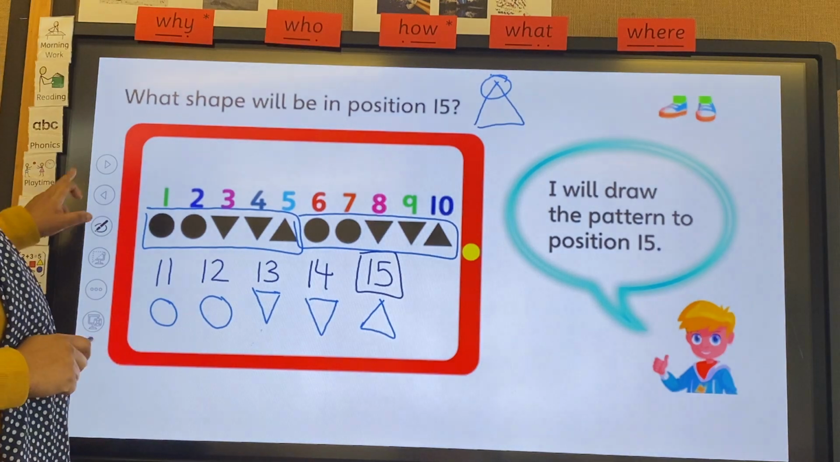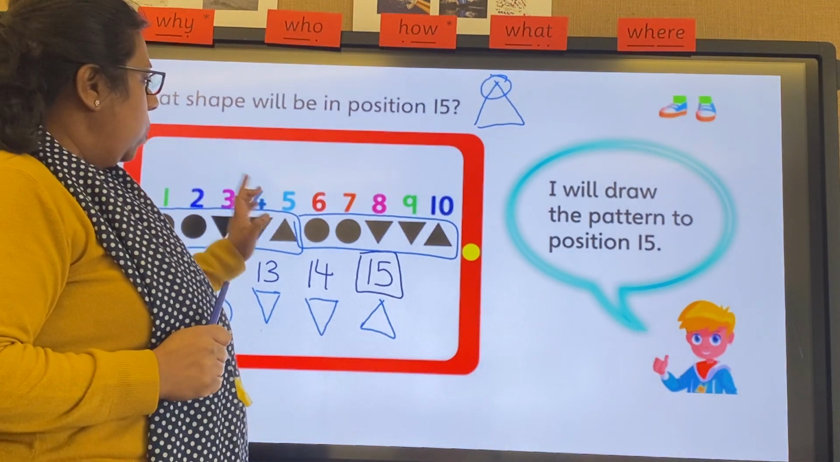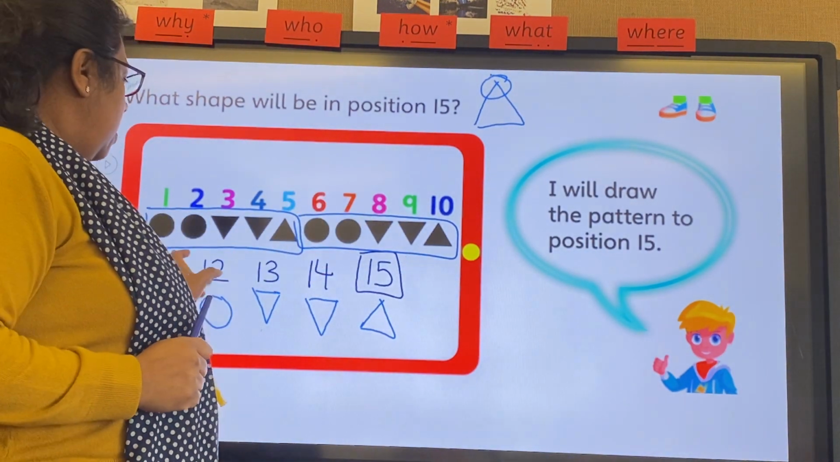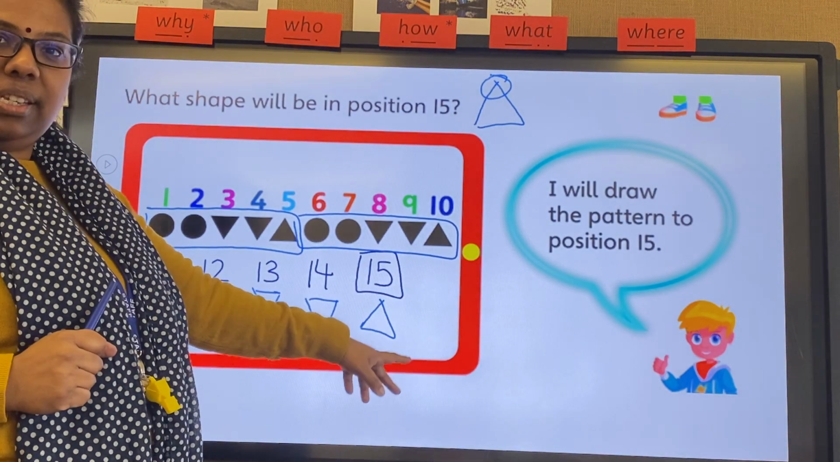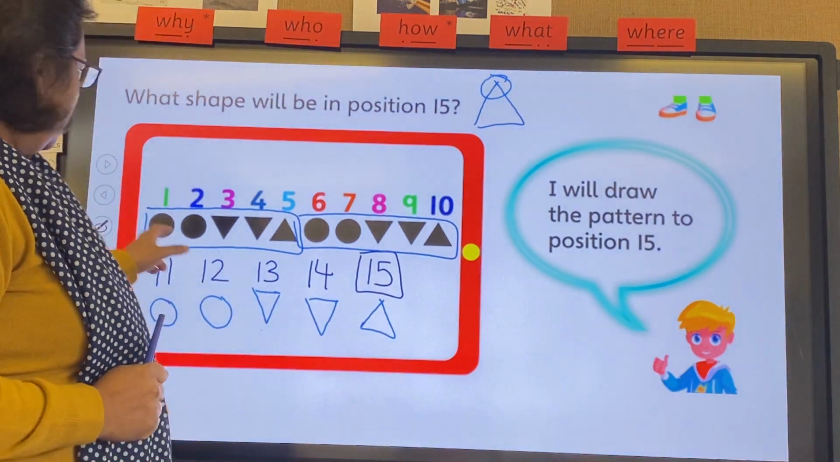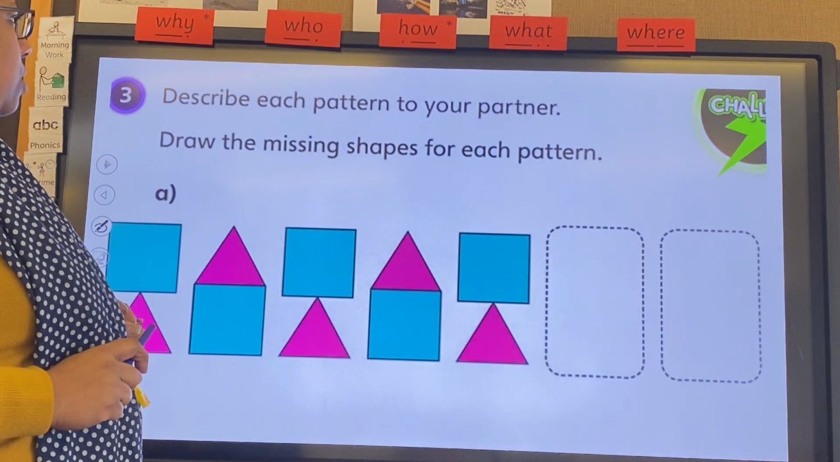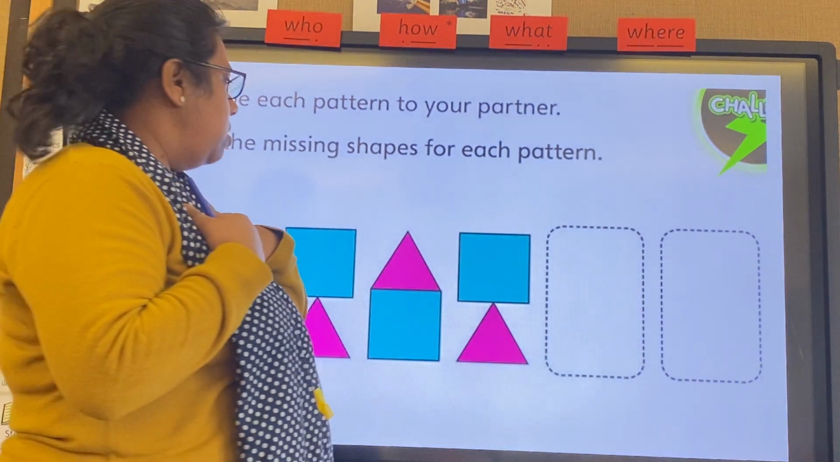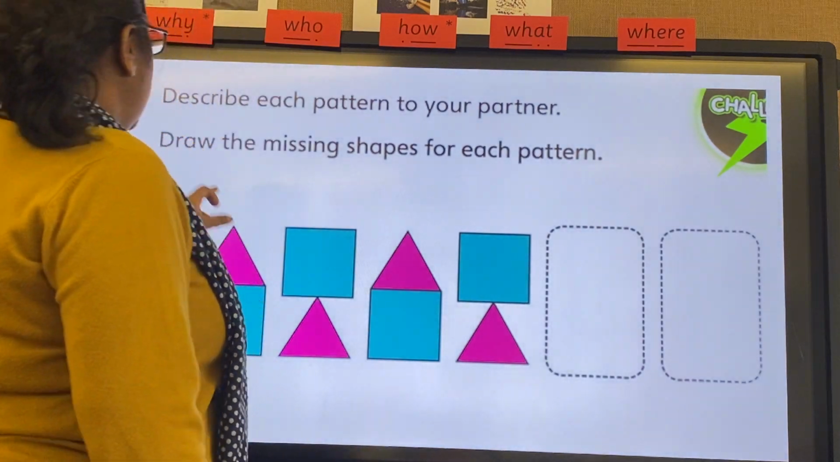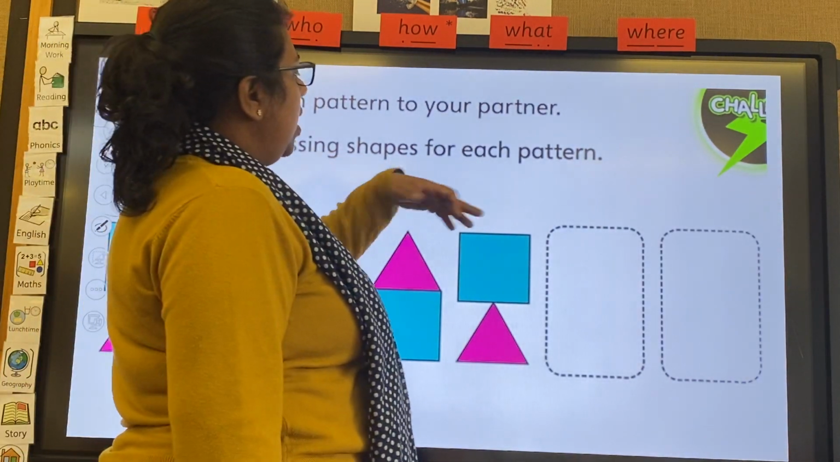Okay? So you see how easy it is? You just got to work out the patterns first and then work out the answers slowly, step by step. Let's look at the next question. Describe each pattern to your partner. Okay, you can just describe it to me or your grown up at home. Draw the missing shapes for each pattern.